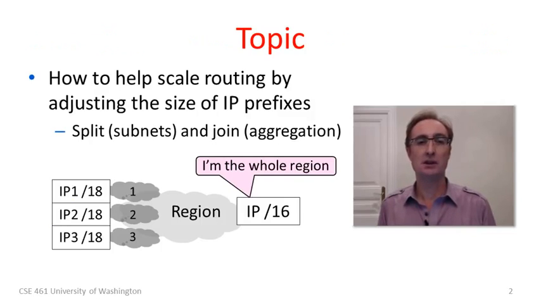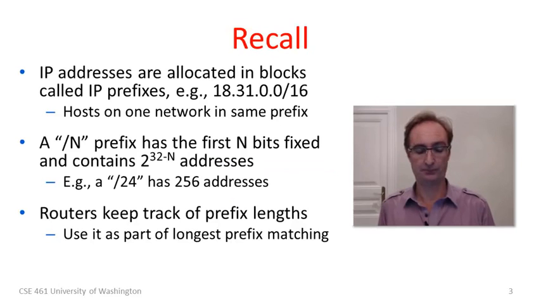So our topic is really routing and how to help it scale. And we're going to take another look at IP prefixes. We looked at them before. Now we'll see how we can dynamically adjust the size of IP prefixes by combining them together sometimes. This is called aggregation. And by splitting them up at other times, this is called subnetting.